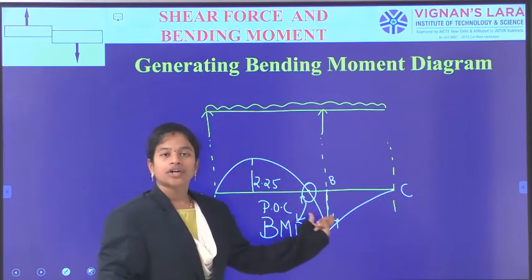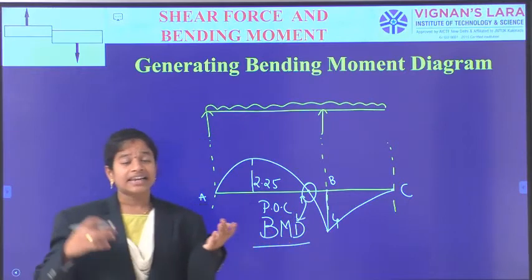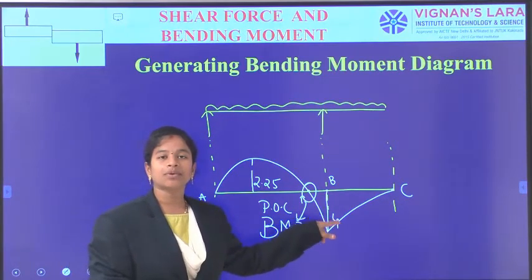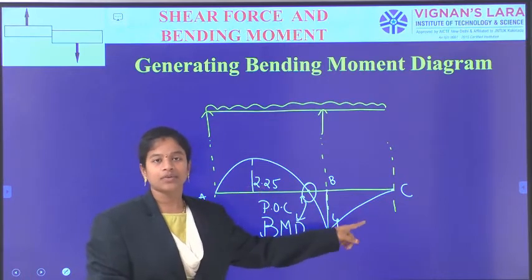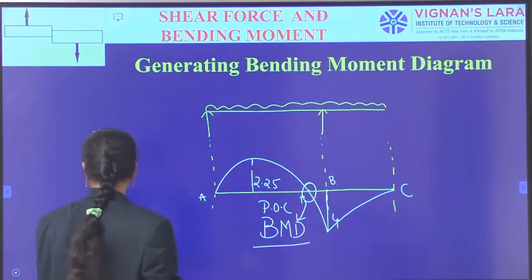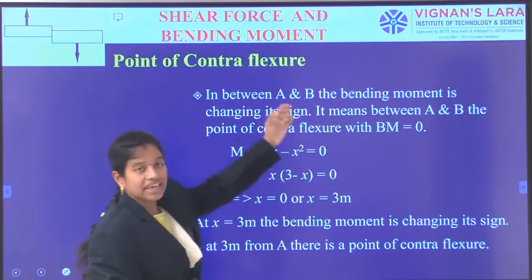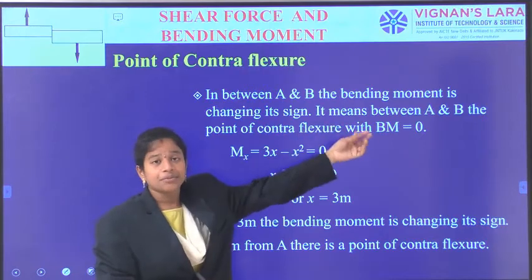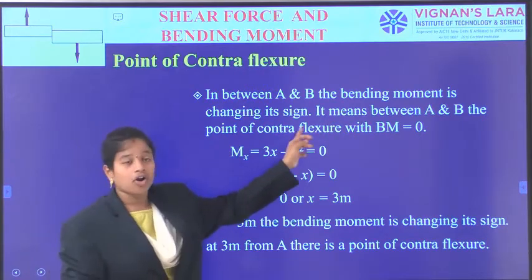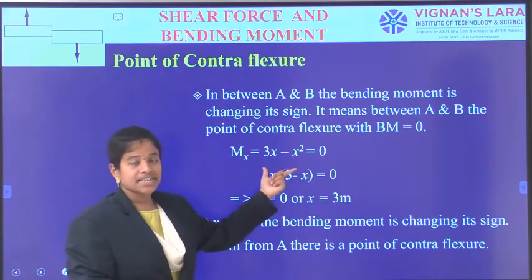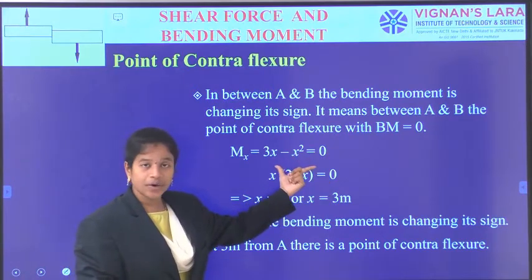So how can I calculate this point of contraflexure? Like shear force is equal to 0, here I can calculate bending moment is equal to 0 in the AB equation. So using our equation for AB, I can calculate the corresponding point of contraflexure. In between A and B the bending moment is changing its sign. It means in between A and B the point of contraflexure is there with bending moment equal to 0. So the Mx equation for the AB span is equated to 0.